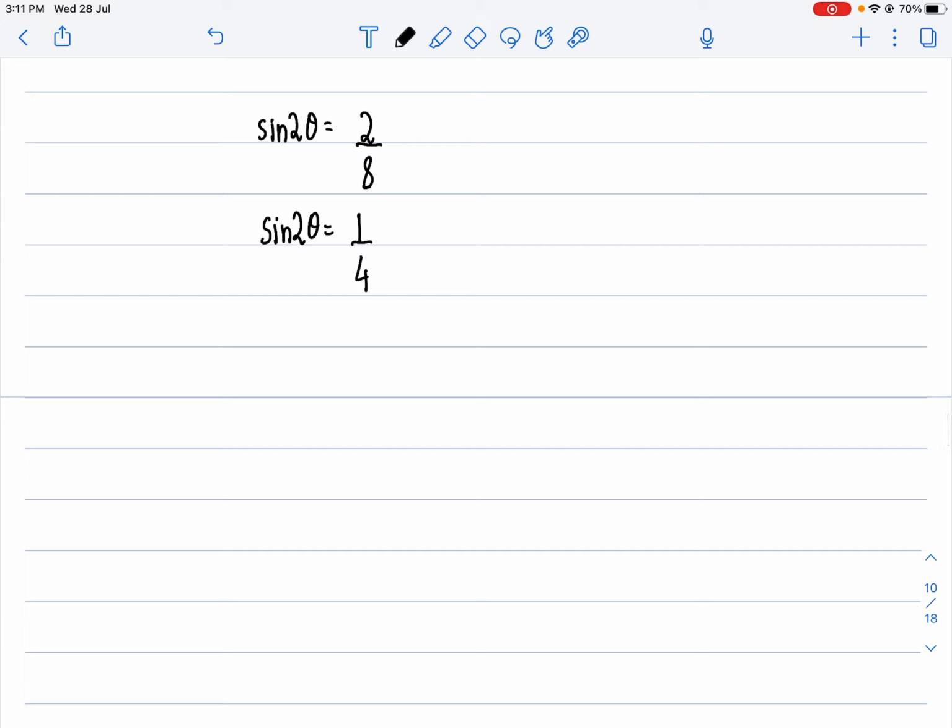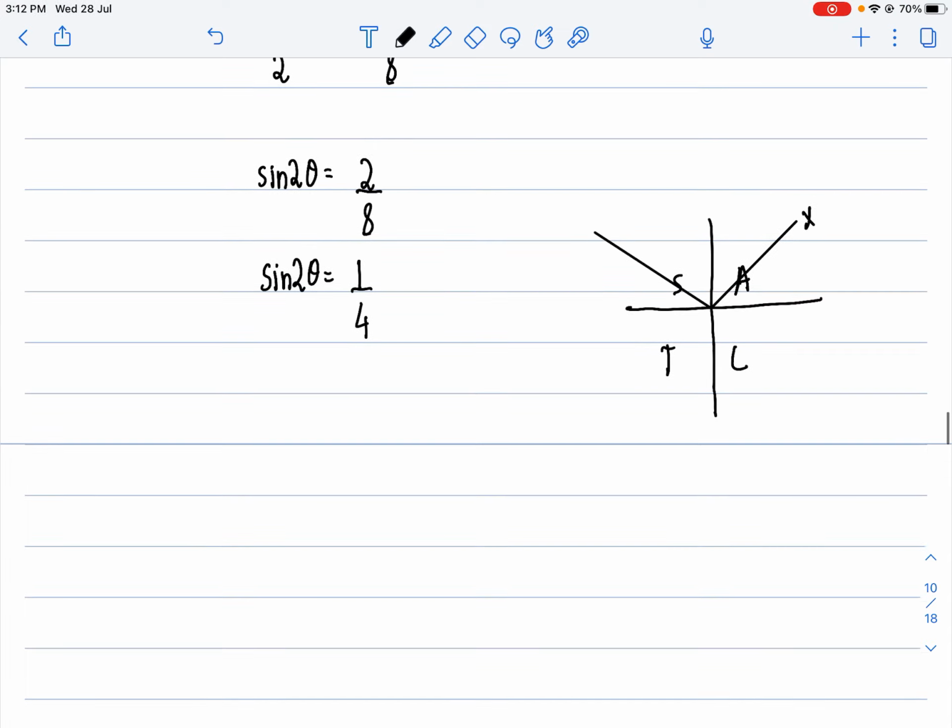So yeah, now let's calculate this. So I have sine 2 theta equals 1 over 4. I need sine to be positive. Correct? Where is sine positive? I have my ASTC. Sine is positive in the first quadrant and sine is positive in the second quadrant. For the first quadrant, let's say I'll have x here, I'll have x here, so this will be 180, or in this case it will be pi minus x.